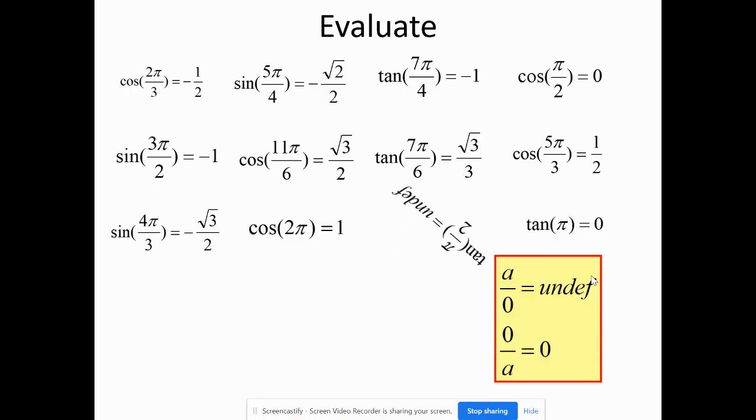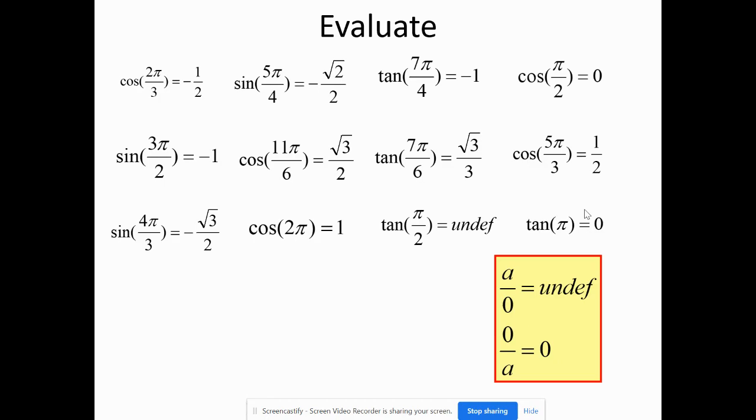Okay, these are our answers. Notice the two that were spinning at the bottom. When you did y over x, you ended up trying to divide by 0 on this problem, and I put that yellow box on the screen a few slides ago. Anything over 0, the tangent is undefined. Here you did 0 divided by something. 0 divided by anything, the answer is 0.